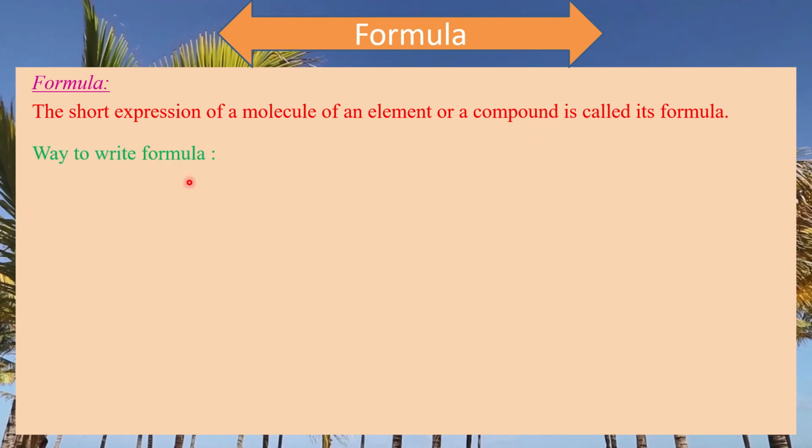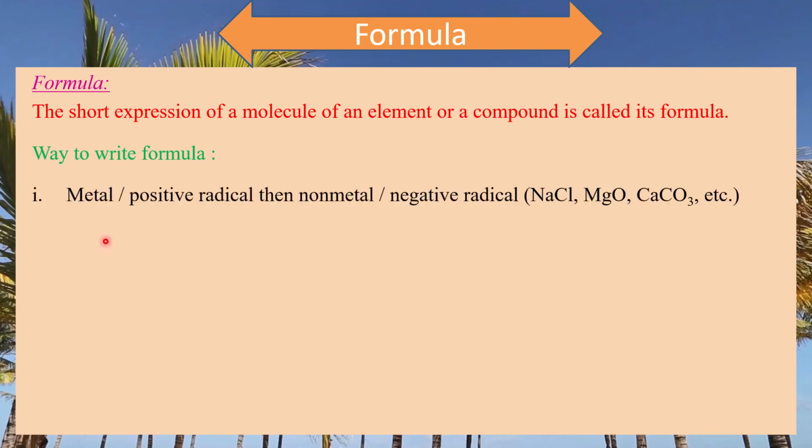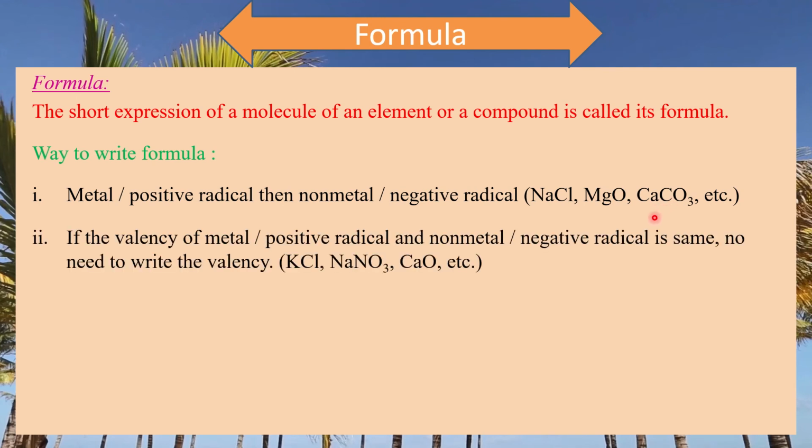Now, way to write formula. How will you write formula? When you write formula, then the metal, that is the positive part of the compound, metal or positive radical, will come first, then non-metal or negative radical, that is the negative part of the compound. For example, sodium chloride, look, at first metal, then non-metal. Magnesium oxide, metal, then non-metal. Calcium carbonate, metal, then negative radical carbonate.